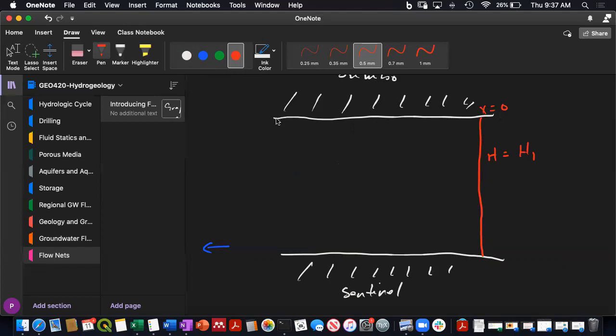Okay. Now at the bottom is my second boundary condition. H is equal to H2. And here, this is X is equal to L. So X equals 0, X equals L along the direction of flow. And let's say this: the groundwater flow system is generally going to be in the direction of flow. And so I know that H1 is bigger than H2.